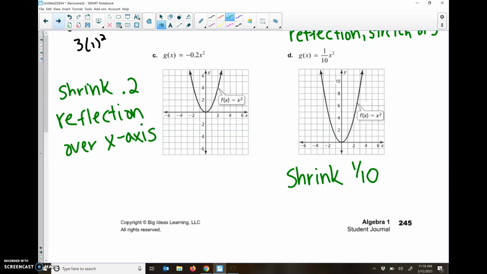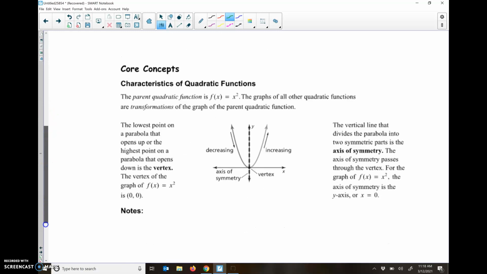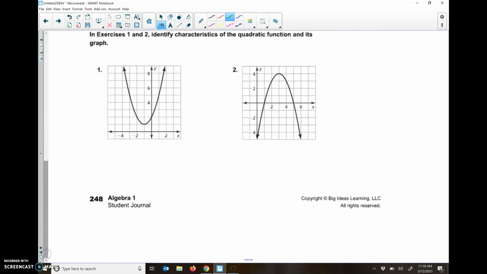If you look over here at the practice problems, all right, it says identify the characteristics. So when it says characteristics, it wants to know the vertex, the axis of symmetry, then the domain, and the range.